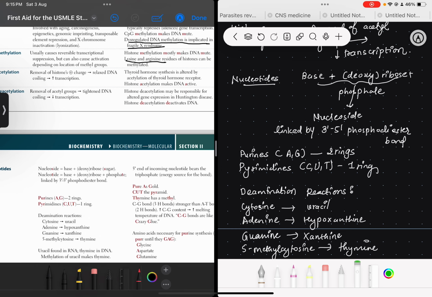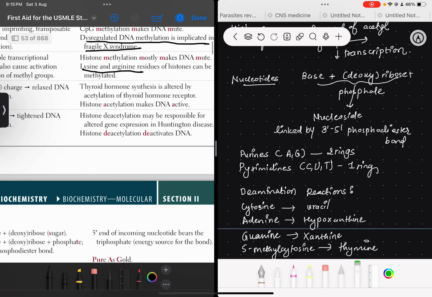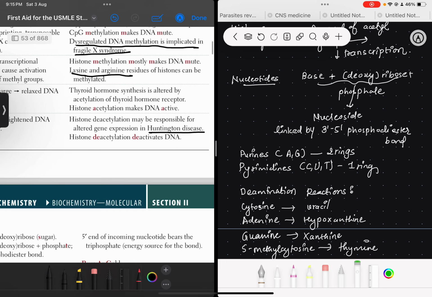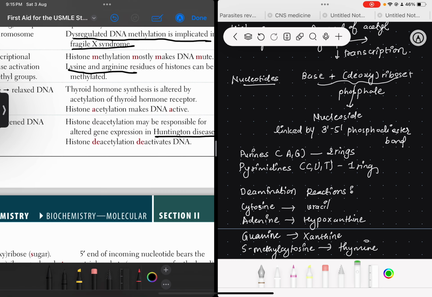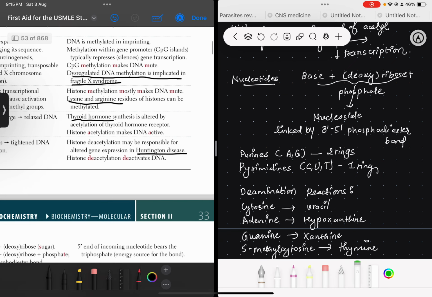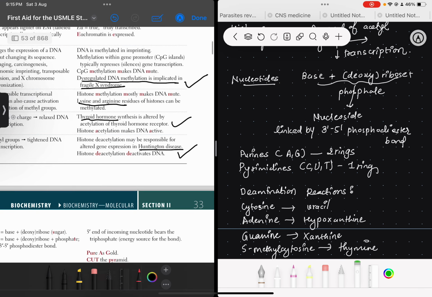And here also you can remember the examples: in Huntington disease, this histone deacetylation may be responsible for altered gene expression, and thyroid hormone synthesis is altered by acetylation. So fragile X, Huntington disease, and thyroid hormone, these three examples you can remember here.